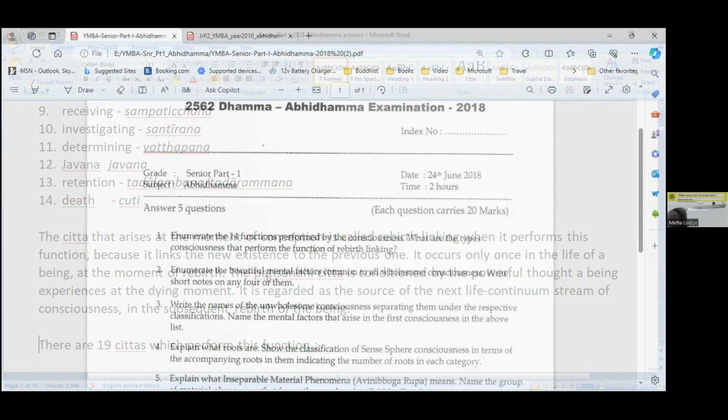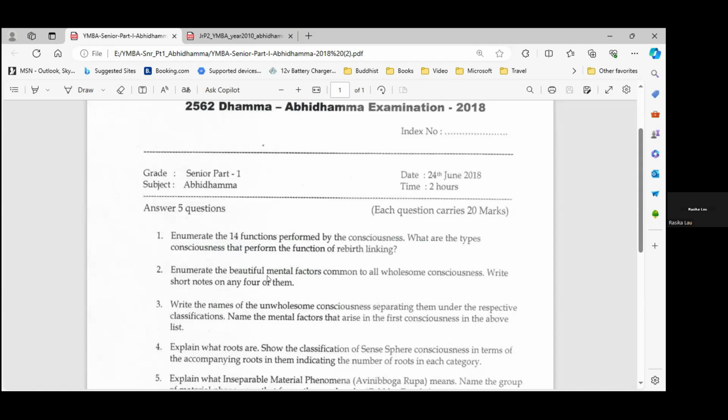Okay. Second one, enumerate the beautiful mental factors. All the beautiful ones, common in all wholesome consciousness. Number 1 is Saddha, or faith. Second is Sati, or mindfulness. Number 3 is Hiri, moral shame. 4 is Ottappa, moral dread. Number 5 is Alobha, non-attachment.